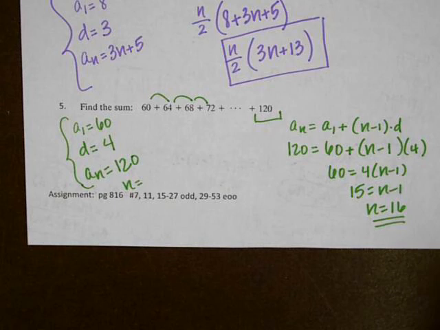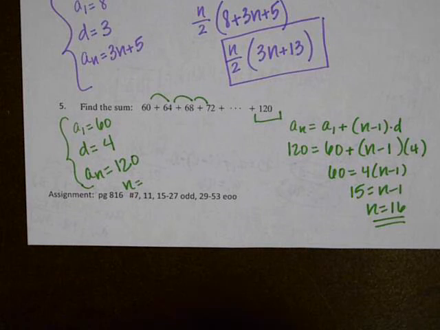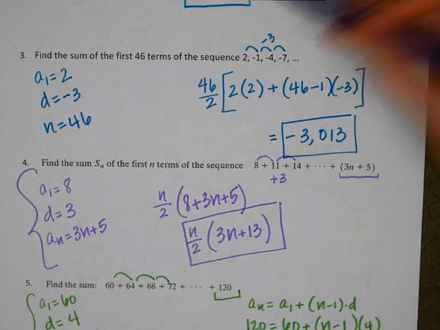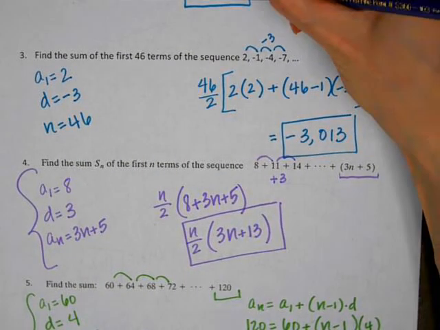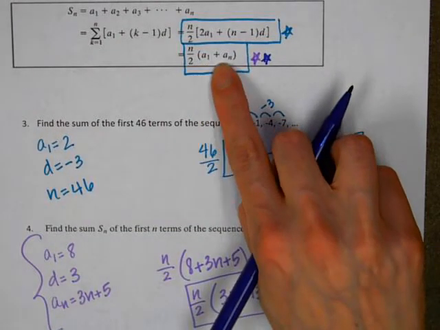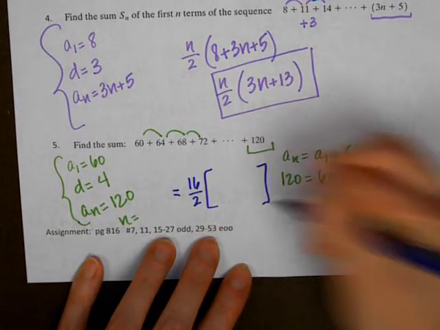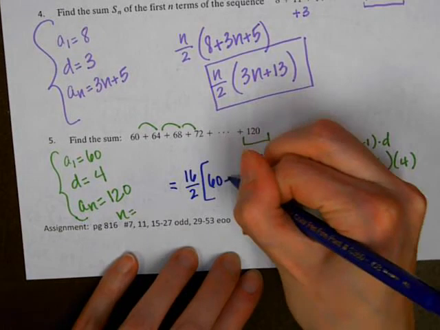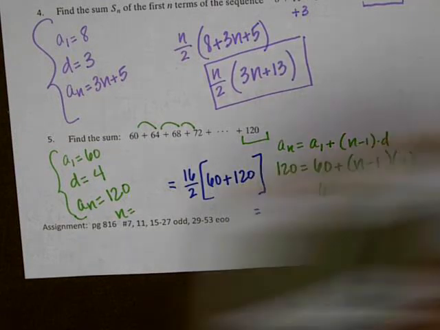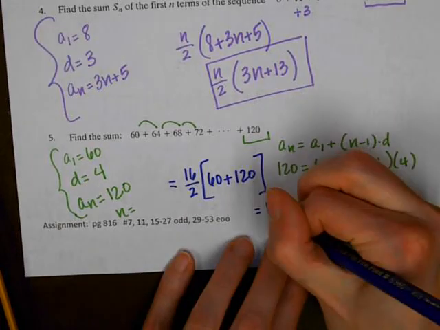Okay, so that's really helpful because to use our sum formula, we need n. Okay, so for the final answer, the sum is going to be, and you guys pick which formula, I'm going to pick this one because it's shorter. So n over 2 times a sub 1 plus a sub n. So n is 16, so 16 over 2 times a sub 1, which is 60, plus a sub n, which is 120. And if you calculate that, that will be your answer. So that's 8 times 180, so that's 1,440.